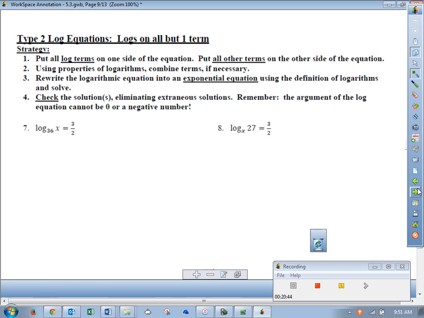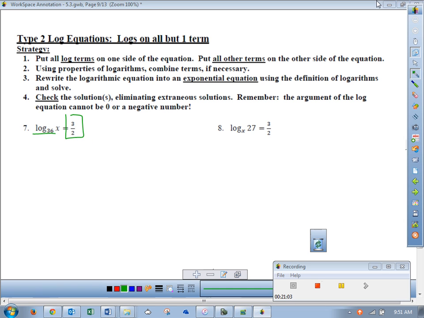Now, this is where we had the hardest time back in Algebra 2. This is still an equation, and it is logarithmic. It has logs with it. But not every term has a log with it. This has a log. This guy does not have a log with it.